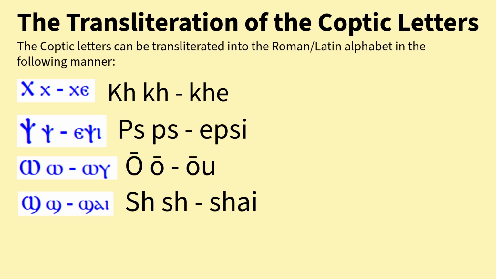However, the language is mostly native Egyptian, but with a lot of Greek borrowings, especially when translating biblical texts, etc. So this letter is pronounced as ka, and transliterated as KH. We then move on to the letter absi, which is transliterated as PS.